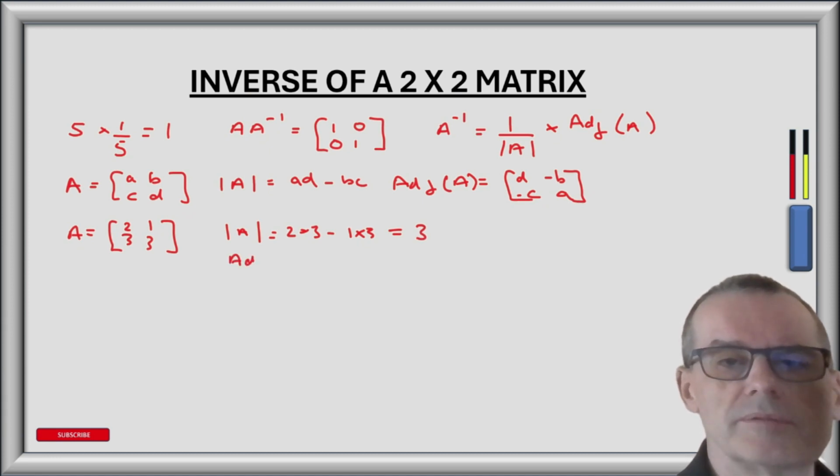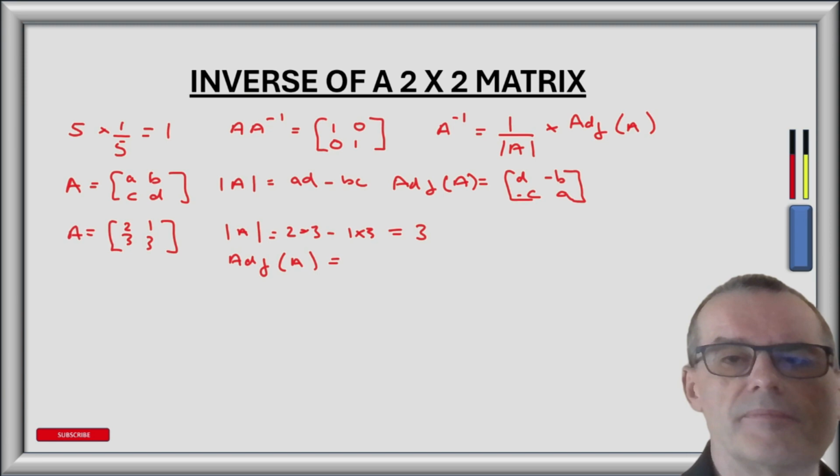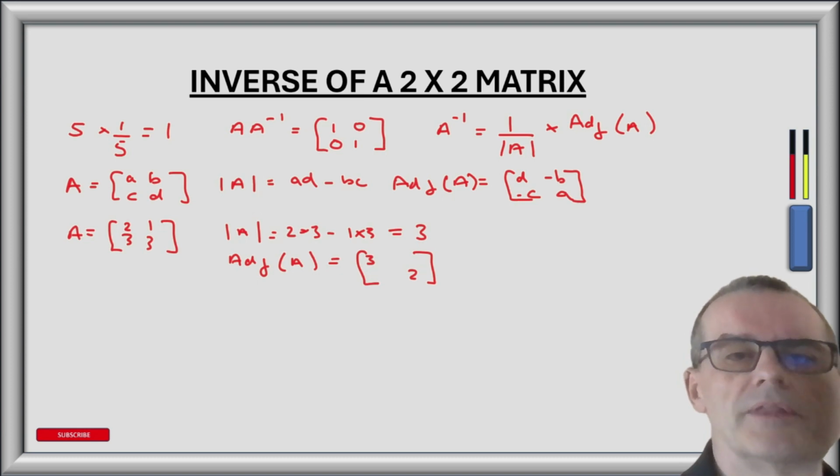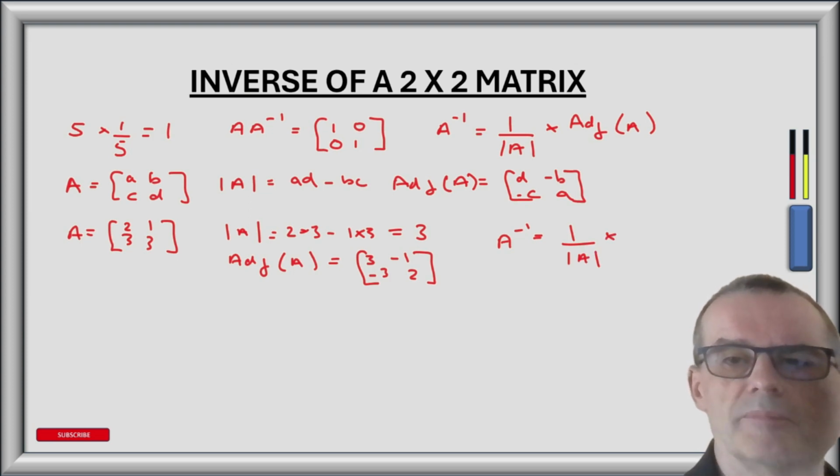The adjoint of A can be written as, so if we swap the numbers on the diagonal and then we multiply the other two numbers by minus 1, we get the adjoint. So now the inverse of A is equal to 1 divided by the determinant multiplied by the adjoint of A.